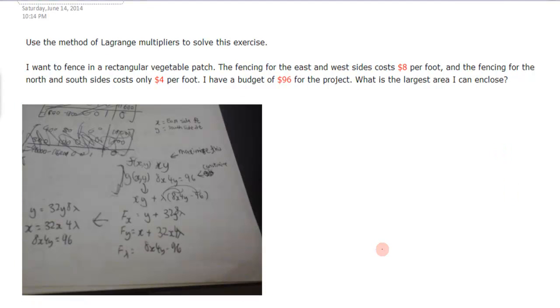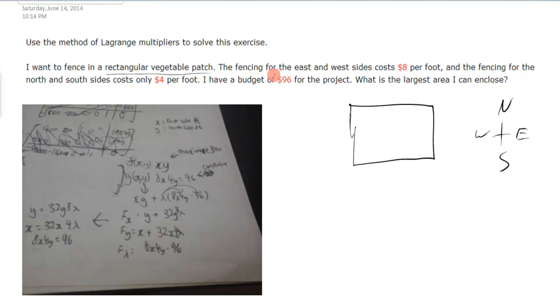Okay, so this problem says you want to build a fence in a rectangular vegetable patch. The fencing on the east and west sides. I don't see a picture, so I'm going to draw it for you. North, south, west, east. The fencing for the east and west sides is $8 per foot.